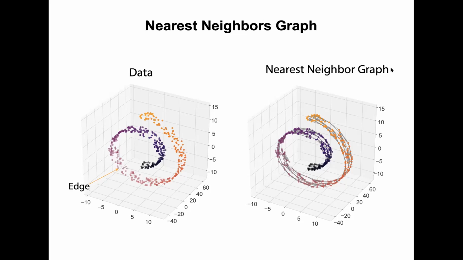Sometimes people set the bandwidth to the standard deviation of the data. There are other ways of picking it. You can also pick it by trial and error.